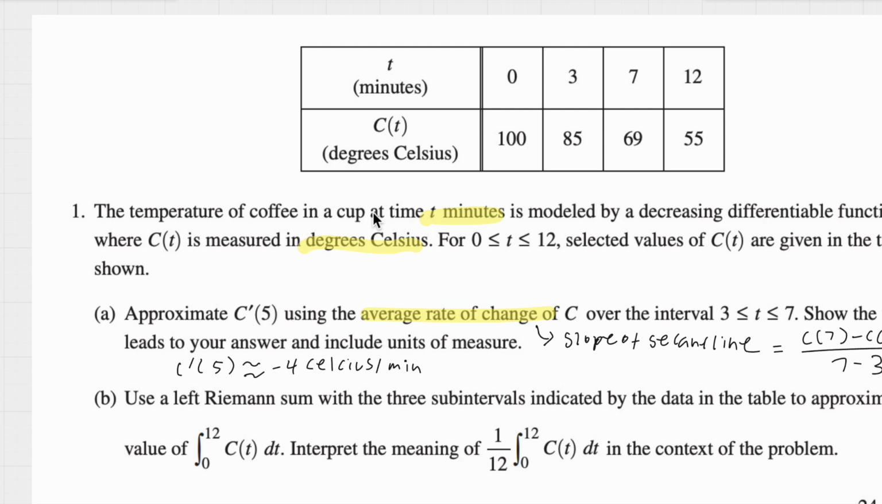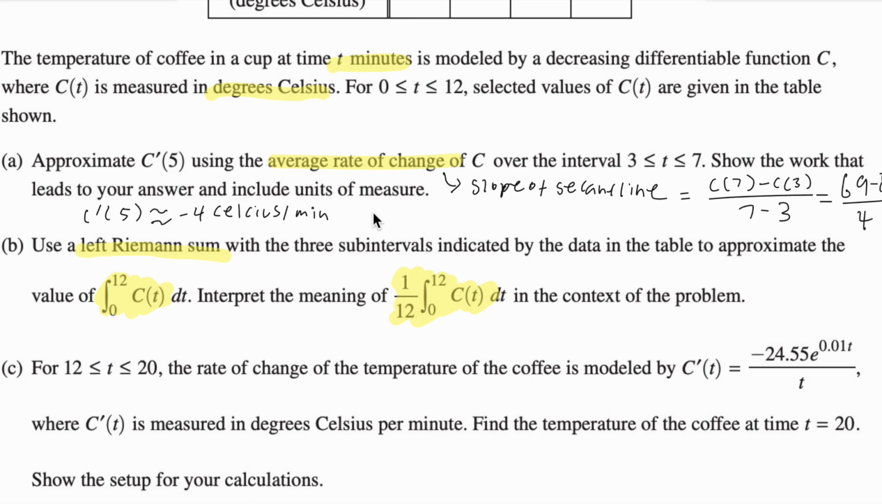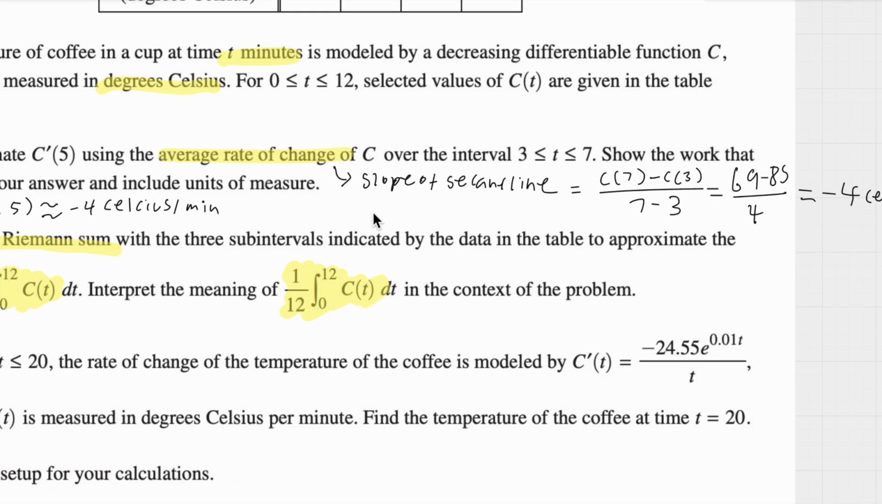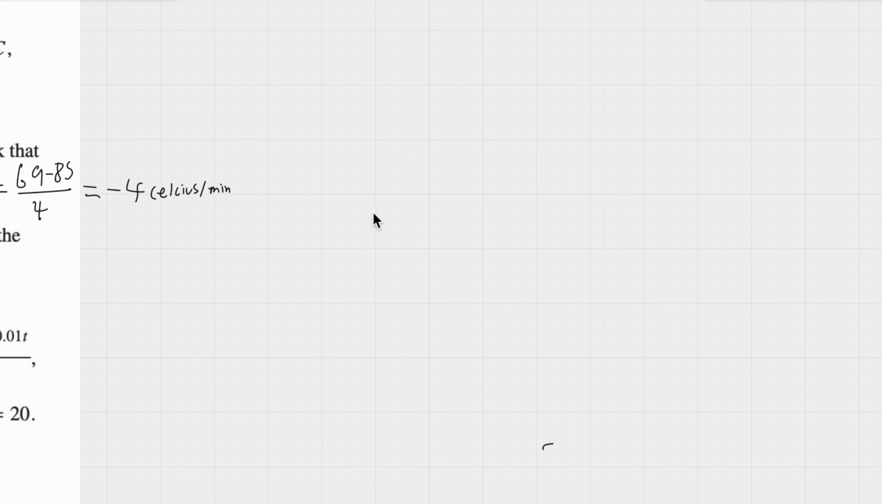Next, use a left Riemann sum to approximate the integral, but we also have to interpret the meaning of 1 over 12 of something. So when we're given a Riemann sum question, it's better for us to actually draw a graph. So I'll just come over here and make a graph.